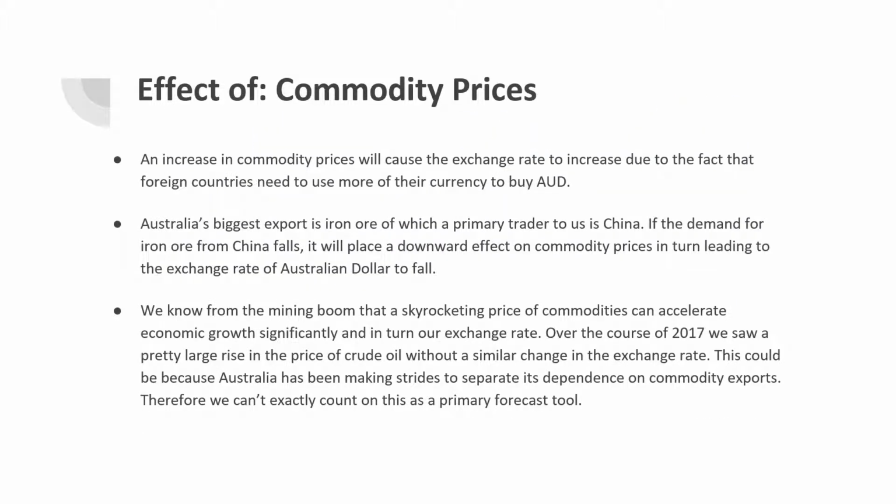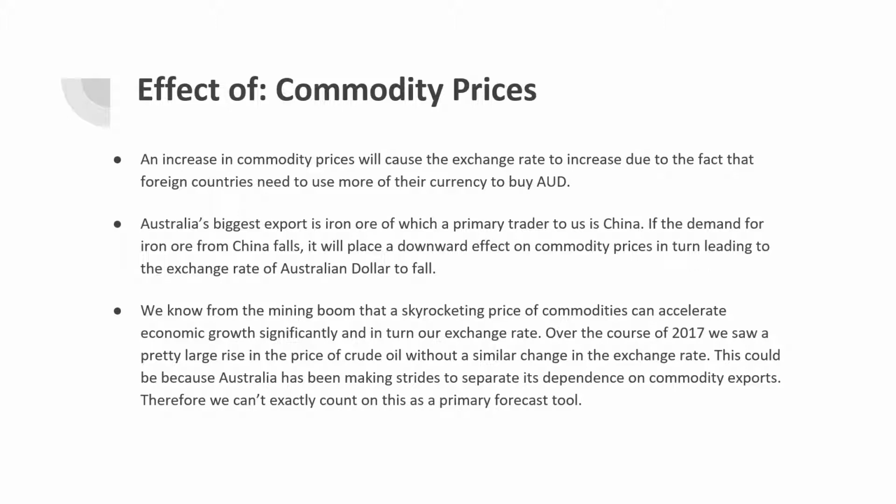Now I'll be talking about how commodity prices have an effect on the exchange rate. Increasing the commodity prices will cause the exchange rate to increase because foreign countries need to use more of their currency to buy Australian dollars. Australia's biggest export is iron ore, and China is the primary trader to us. If the demand for iron ore from China falls, it will place a downward effect on commodity prices, in turn causing the exchange rate of the Australian dollar to fall.